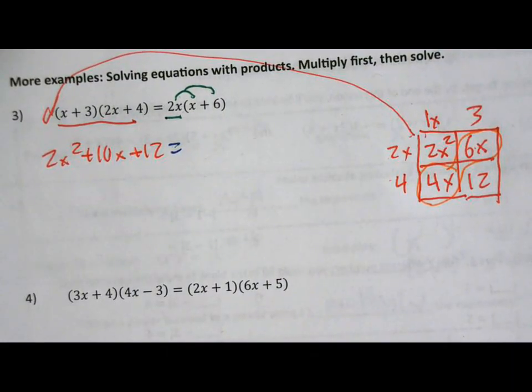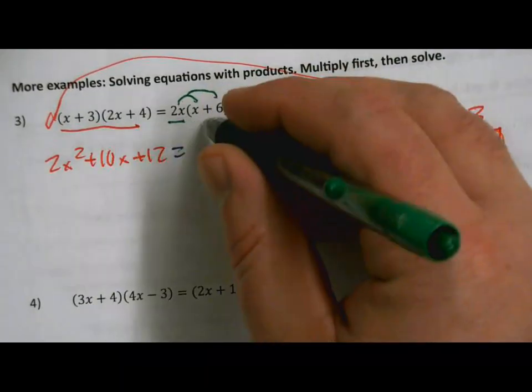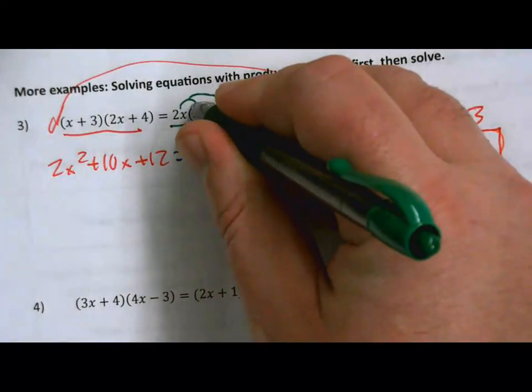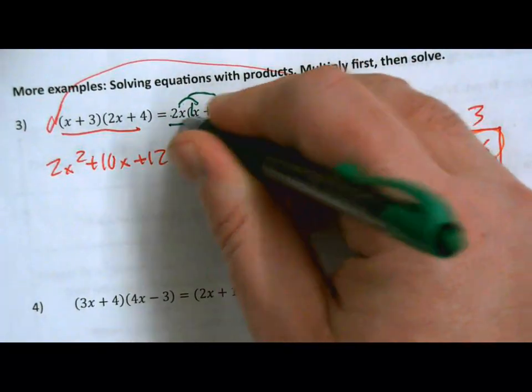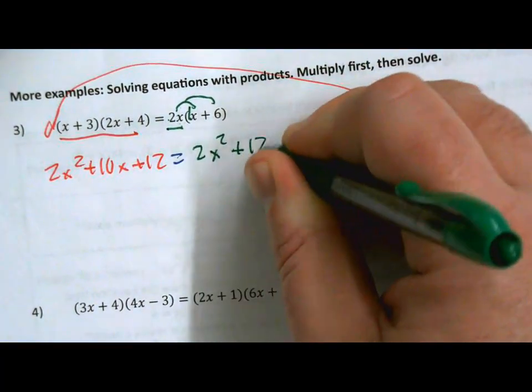Now we got to distribute over here. 2x times x, that's 2x times 1x. 2 times 1 is 2, x times x is x squared. 2x times 6 is 12x.